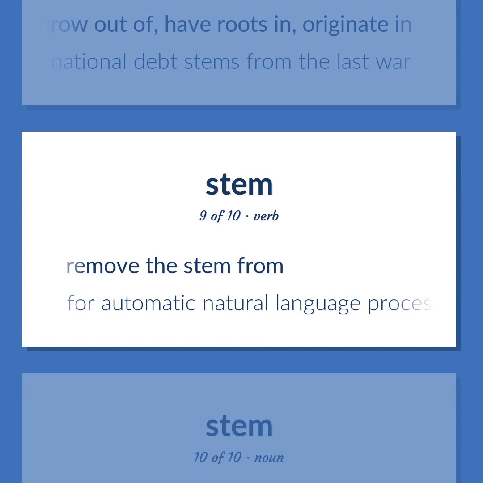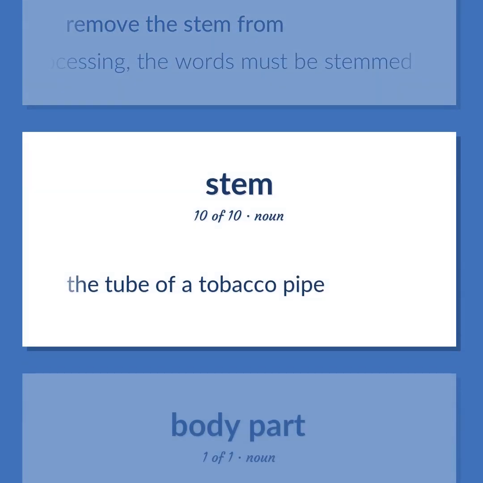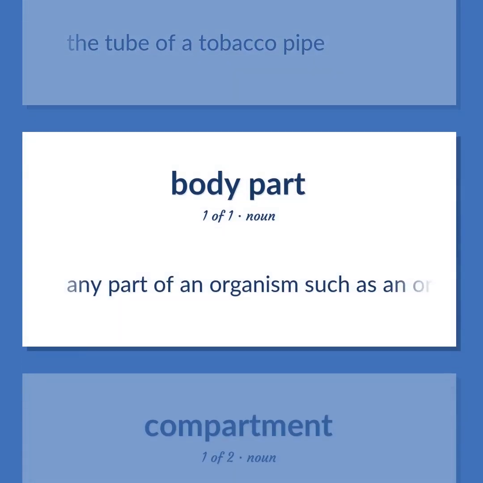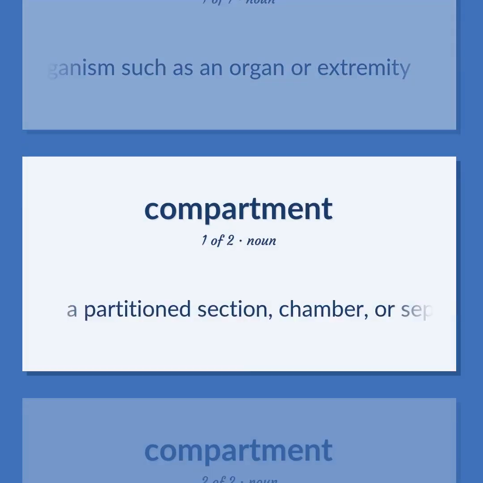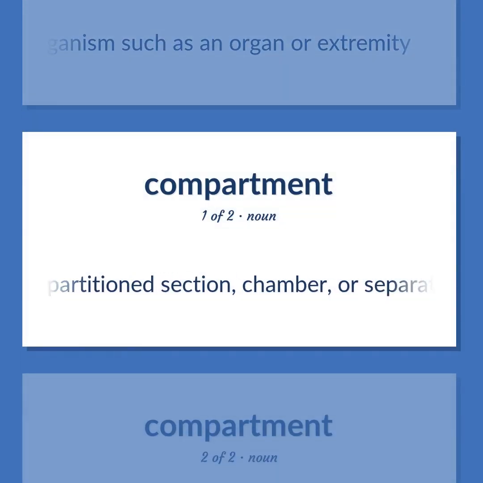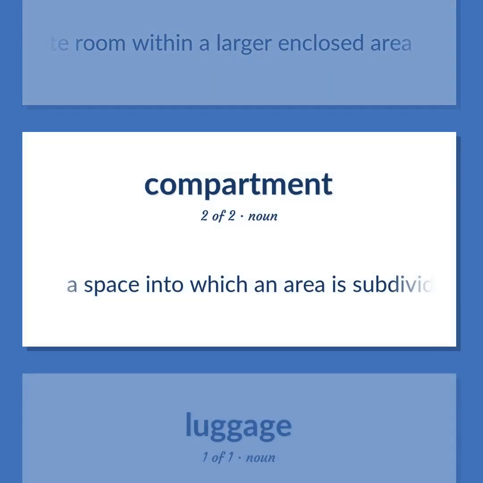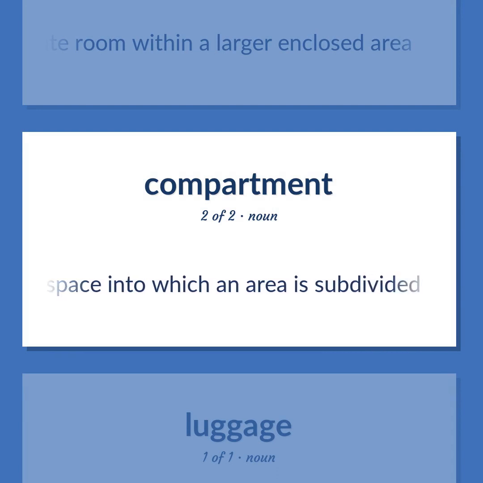Remove the stem from. For automatic natural language processing, the words must be stemmed. The tube of a tobacco pipe. Any part of an organism such as an organ or extremity. A partition, section, chamber, or separate room within a larger enclosed area. A space into which an area is subdivided.